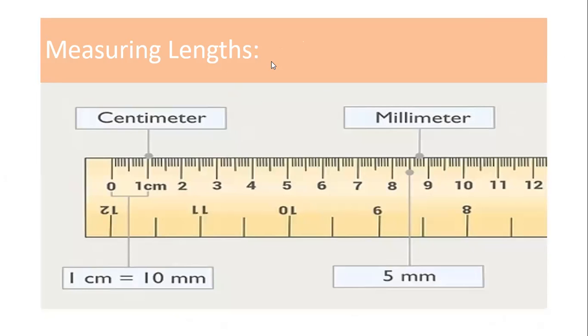And this is a new lesson of millimeter. So what is a millimeter? This is a centimeter. This is a millimeter. So 1 centimeter equals 10 millimeters. If I want to count from here, 1, 2, 3, 4, 5, 6, 7, 8, 9, 10. So this is 10 millimeters.